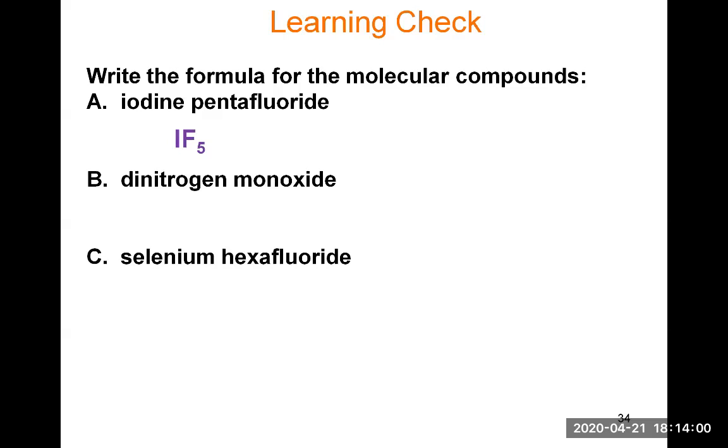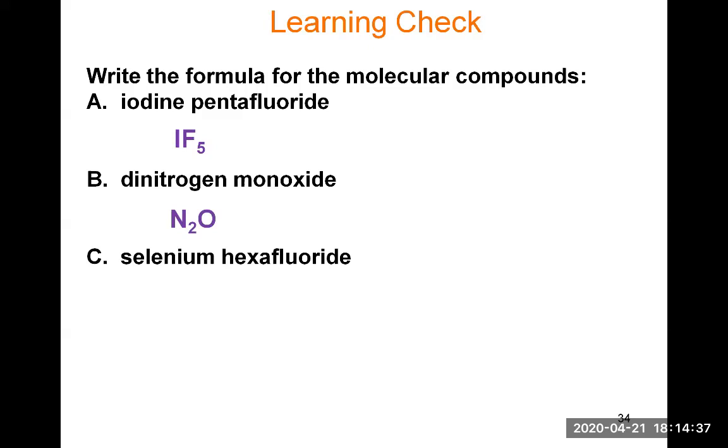Dinitrogen monoxide. So in dinitrogen, you see nitrogen, so the symbol is capital N. Monoxide, in there you see oxide, and that comes from oxygen with symbol capital O. So now we need to put the subscripts that correspond to the prefixes. So dinitrogen means N2. Monoxide means just one O. So N2O will be the formula for dinitrogen monoxide.